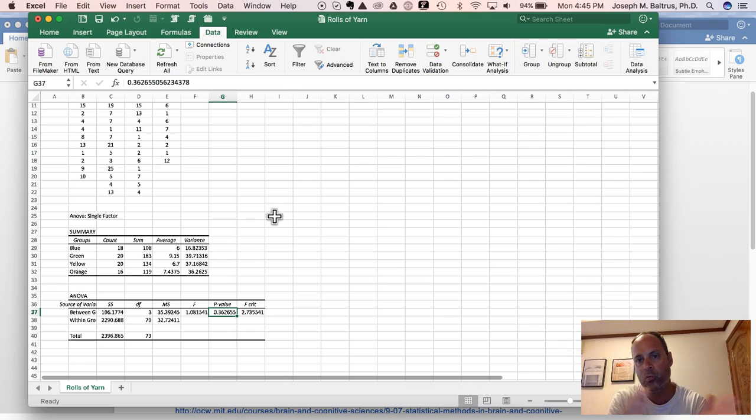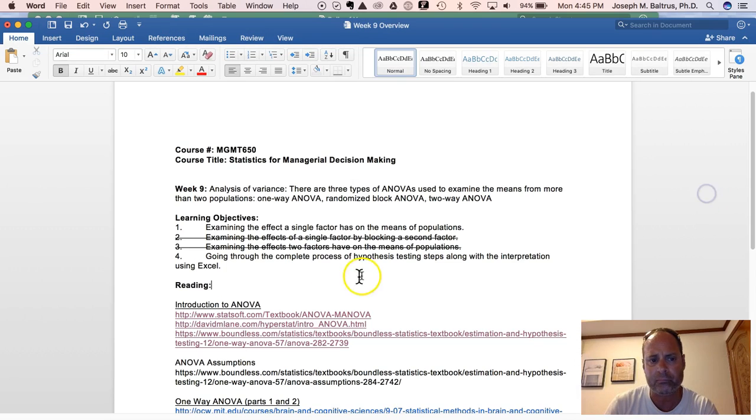It compares 1 to 2, 1 to 3, 1 to 4, 2 to 3, 2 to 4, and then 3 and 4, and then you look for the significant differences between those groups. But we don't need to be concerned with that just right now. So the ANOVA, let's just keep it simple.